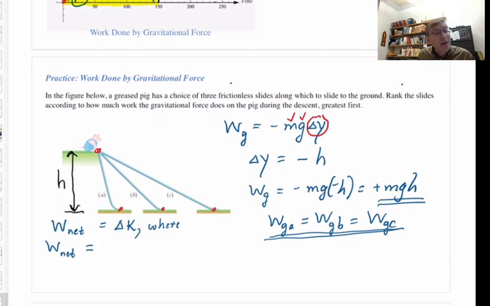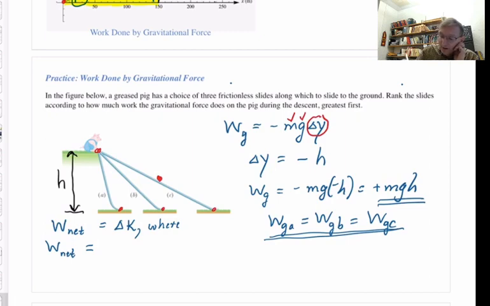Okay, it says it's a grease pig. That's code for ignore friction. So how many forces are acting on the pig during any part of the slide? Don't worry about some complication like the pig losing contact with the slide or something. Let's just imagine it coming down the straighter slide, slide C, like that.